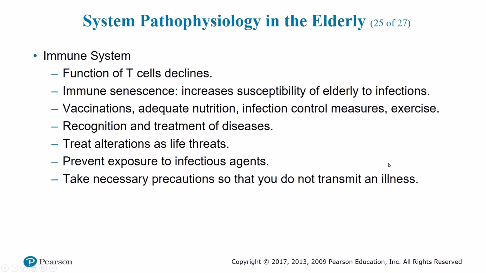Okay. Usually, as individuals get older, their vaccination titers go down. They're not getting adequate nutrition. They're poor on their infection control. They're not washing their hands a lot, stuff like that, and they're low in their exercise. As well, the elderly perhaps don't recognize and treat the diseases, again, socioeconomic, something like that, because they treat those alterations as life threats. Hey, you're threatening my lifestyle. You're doing something like that.